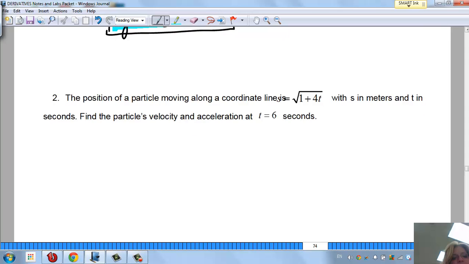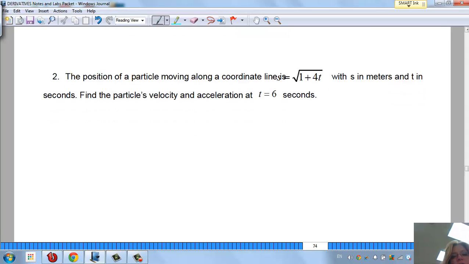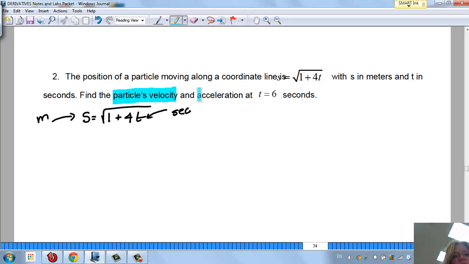Alright, here's another position of a particle moving along a coordinate line. Sorry, it's kind of overlapped. So it's s equals the square root of 1 plus 4t, just so we can see a little better. S is in meters, so I'm going to label it. This is in meters, and t is in seconds. It says find the particle's velocity and acceleration at t equals 6 seconds.